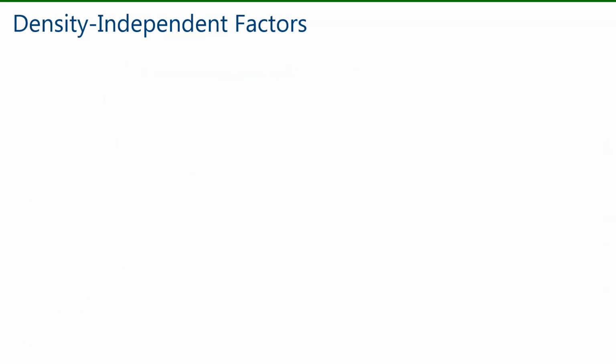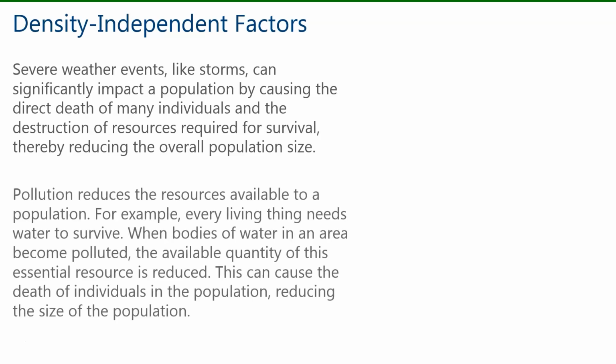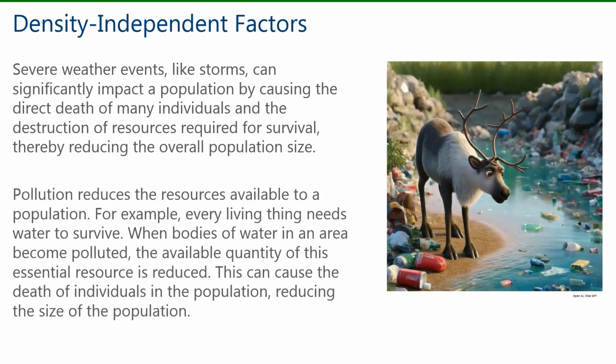Let's take a look at density-independent factors in more detail. So going back to severe weather events like storms can significantly impact a population by causing the direct death of many individuals and the destruction of resources required for survival, thereby reducing the overall population size. Pollution reduces the resources available to a population. For example, every living thing needs water to survive. When bodies of water in an area become polluted, the available quantity of this essential resource is reduced. This can cause the death of individuals in a population, reducing the size of the population.